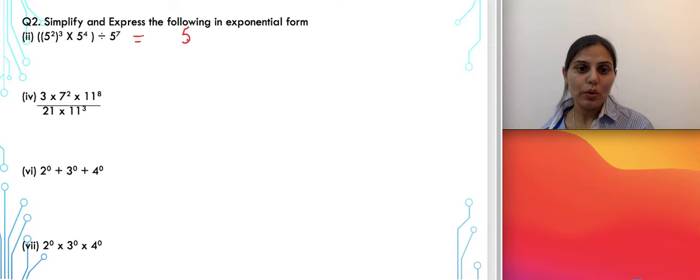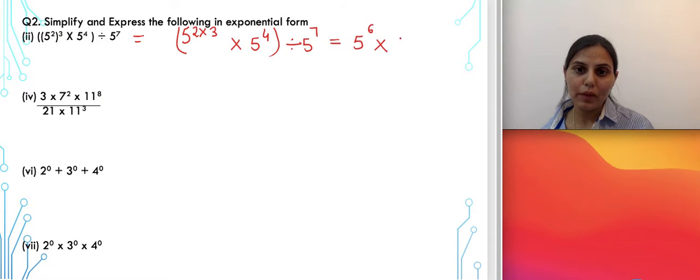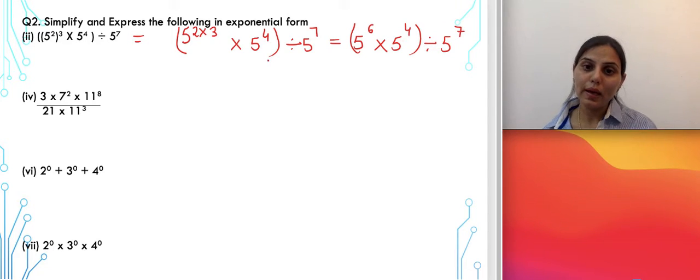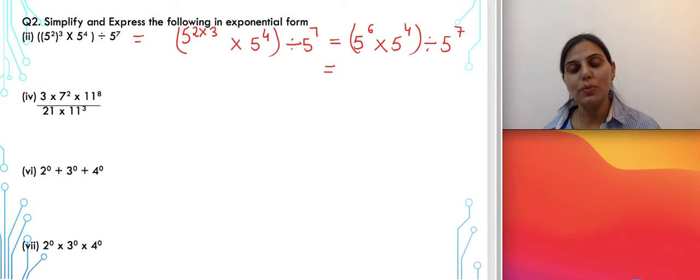5 raised to power 2 and 3 can be written as 2 multiplied by 3, and we have another power which is 5 raised to power 4. Let's put it in brackets, and outside we write 5 raised to power 7. So going step by step, we write 5 raised to power 6 multiplied by 5 raised to power 4 divided by 5 raised to power 7. Sometimes in a hurry to complete the answer, we skip some of the steps. I would suggest that you follow all the steps so that you are very confident about your answer.